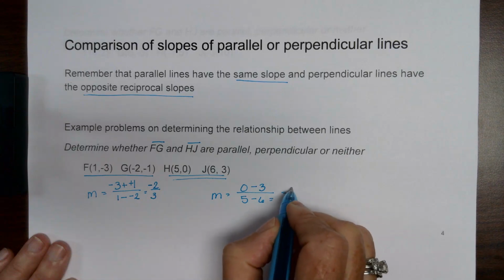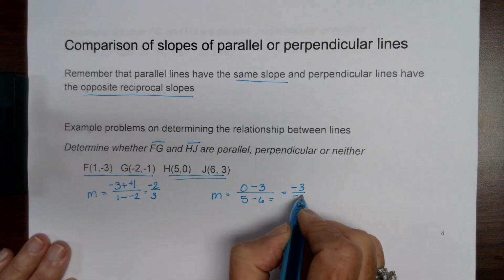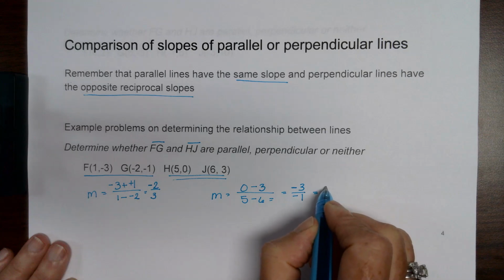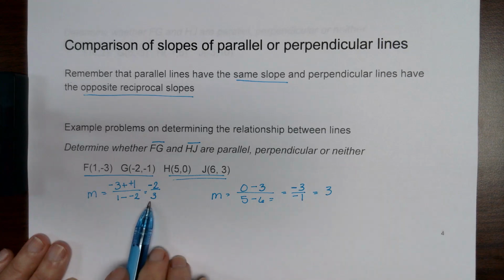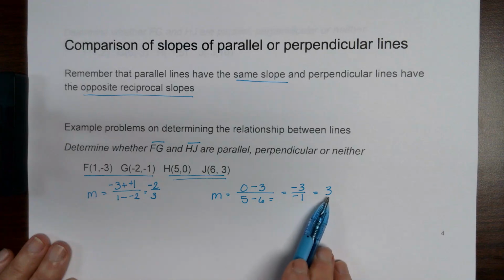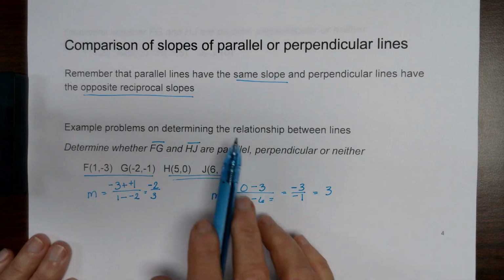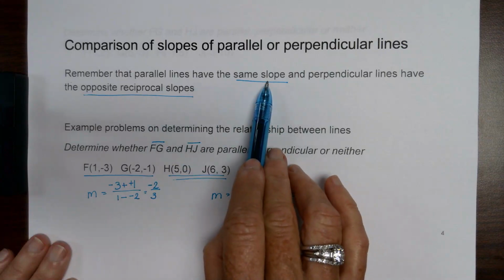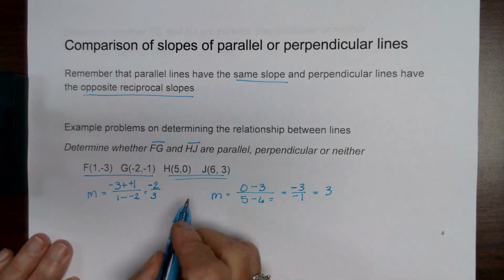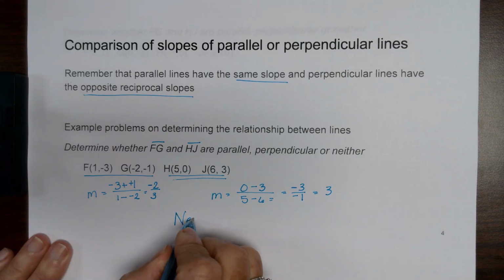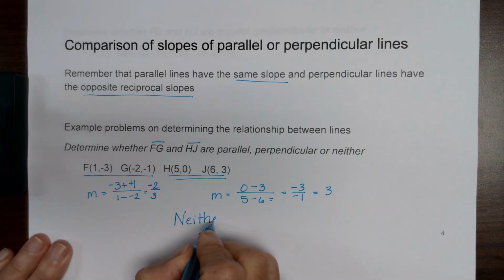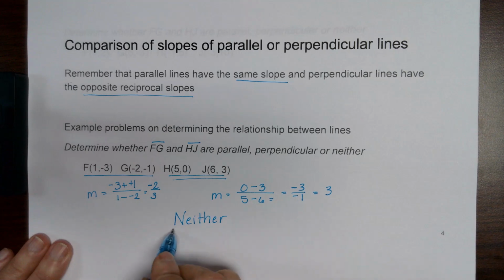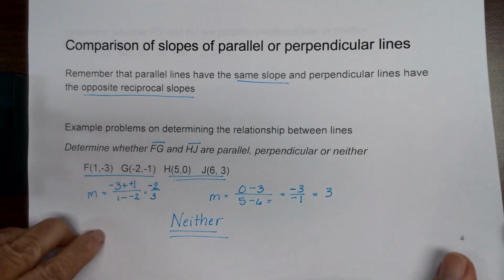So I have a negative 3 over a negative 1, which is positive 3. Well, if you look at negative 2/3 and positive 3, they are neither the same slope nor opposite reciprocal slopes. So the answer here would be neither. They're not parallel, they're not perpendicular. All right, let's do another one of those.